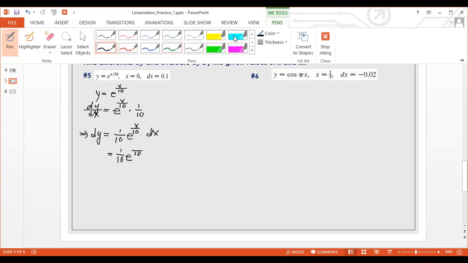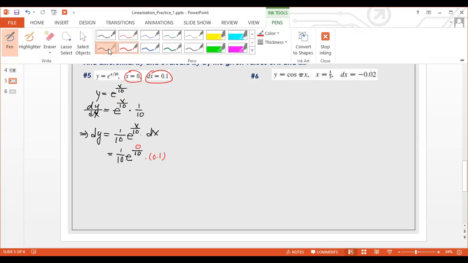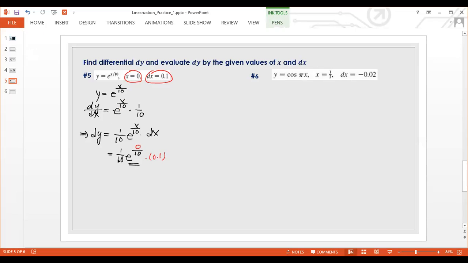So you plug in the x value and the dx value, right? So the x is 0, and the dx is what? 0.1, right? So now you know this one here is 1. So it's 0.1 over 1/10. Okay, so what is 0.1 over 1/10? It is 1 over 100, right? So it's 0.01. Okay.